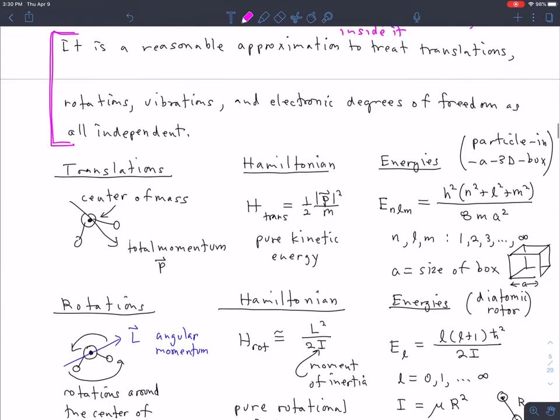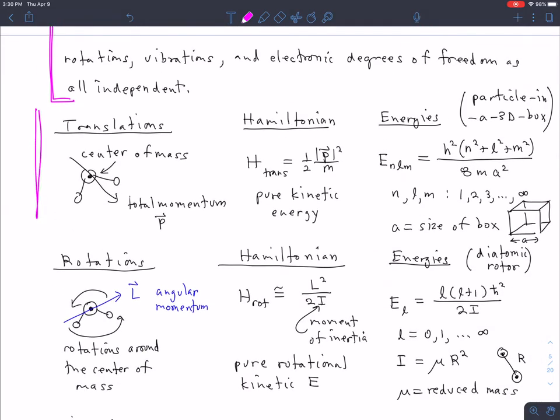And what are those subsystems? Well, they're ones everybody's familiar with. First of all, there's translations. We can move the molecule around. There's a momentum associated with that. There's kinetic energy associated with that momentum. We could write a quantum Hamiltonian just associated with the overall motion of the center of mass for the molecule.